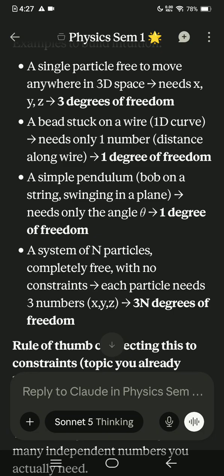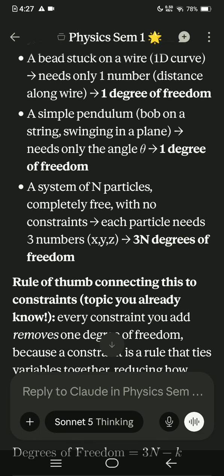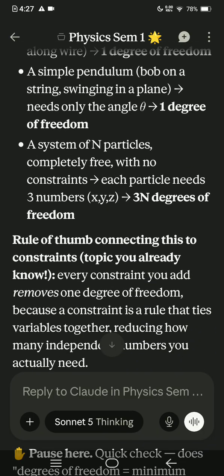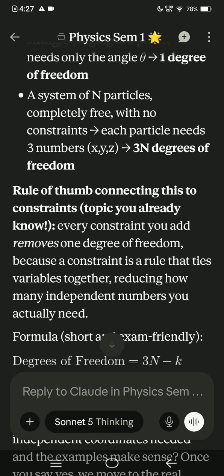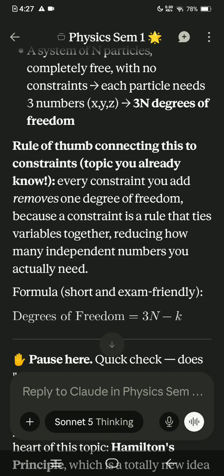n particles completely free with no constraints: each particle needs 3 numbers, so 3n degrees of freedom for n particles. Rule of thumb connecting this to constraints, a topic you already know: every constraint you add removes 1 degree of freedom, because a constraint is a rule that ties variables together, reducing how many independent numbers you actually need.